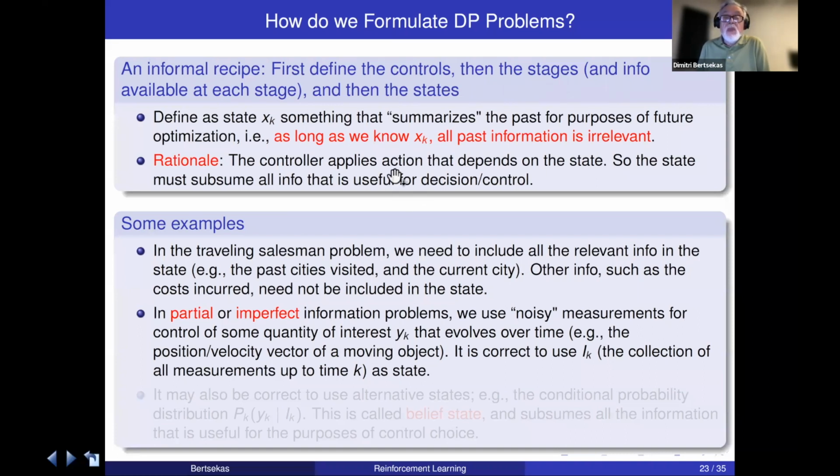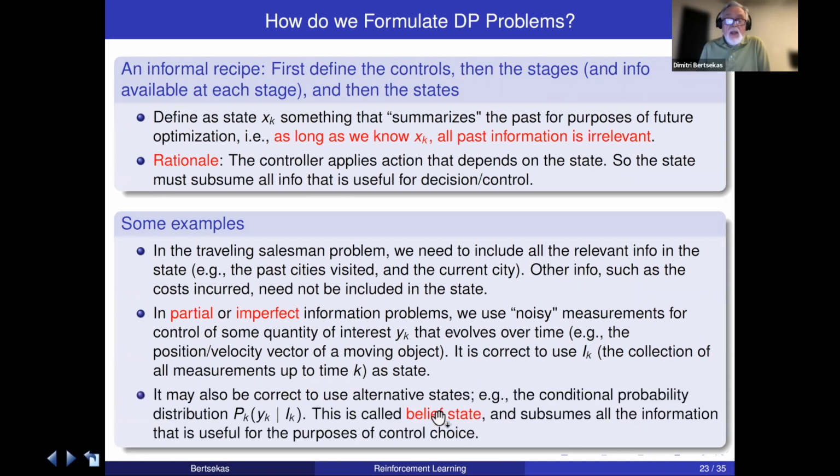It's all the information that summarizes the past for the purpose of future optimization. So it is correct to use I_k, namely the collection of all the measurements up to time k. It's a legitimate state, and it may be useful in some contexts too. On the other hand, there are alternative states. And a very, very important one is the conditional probability distribution of the quantity of interest given the information that you have collected so far, given all the measurements. This is called the belief state, or you can view it as a probabilistic state.